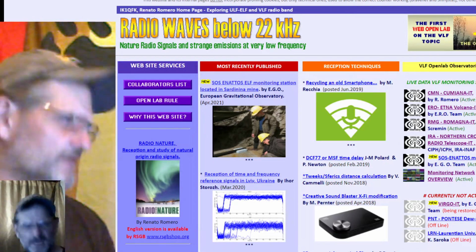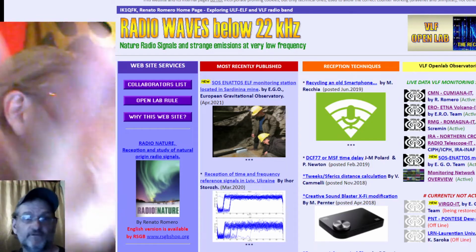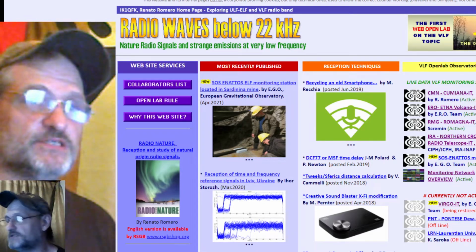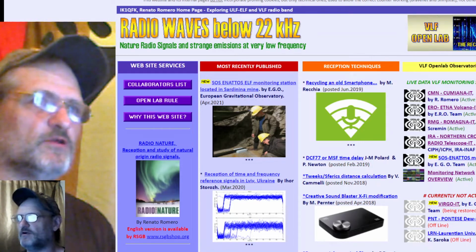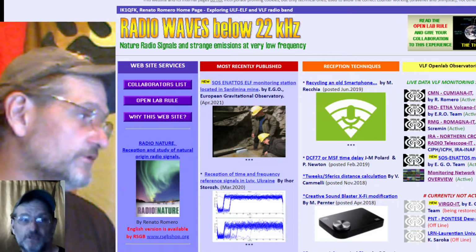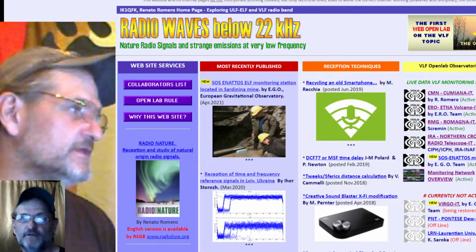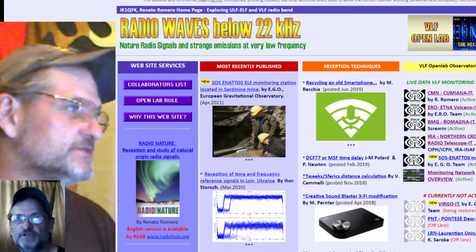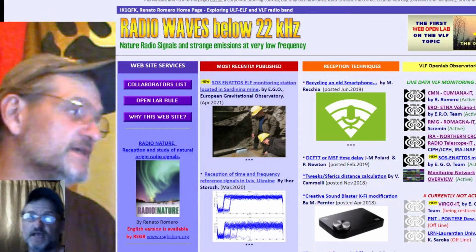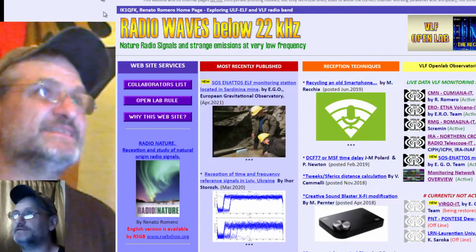Like I said, there's a number of websites that I'm just a conduit to that really have all the information. If I've gone there, you should go there. There's a lot of similar stuff together, but a lot of great information in there. So you can see 22 kilohertz is right there. The strange emissions at very low frequency. We mark in some cases the edge of VLF at 22 kilohertz.